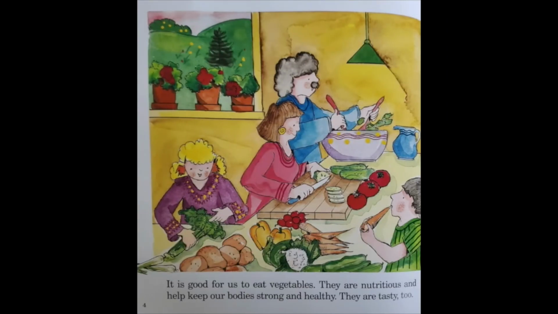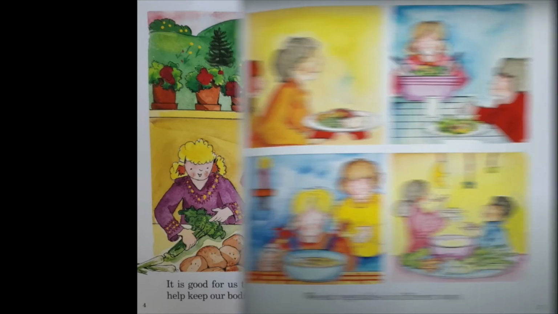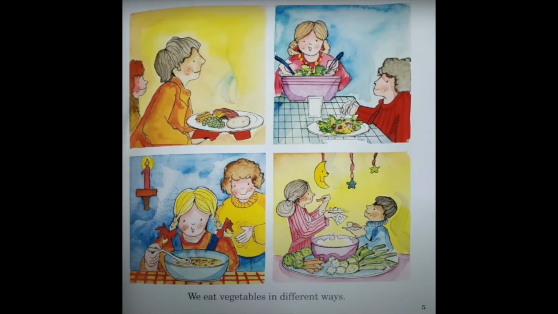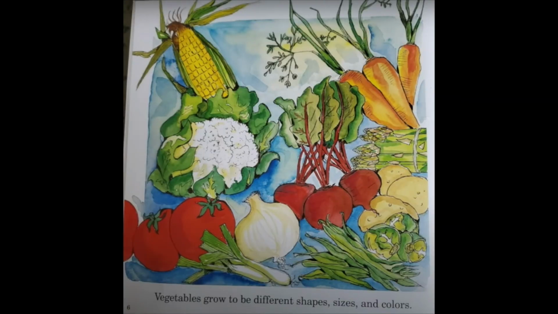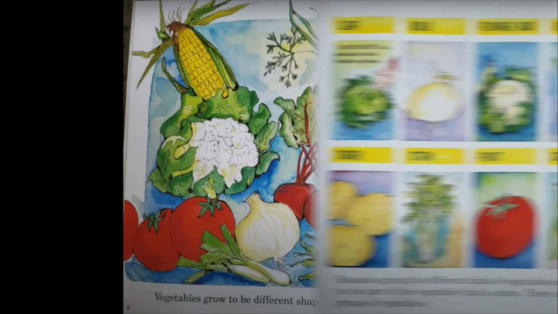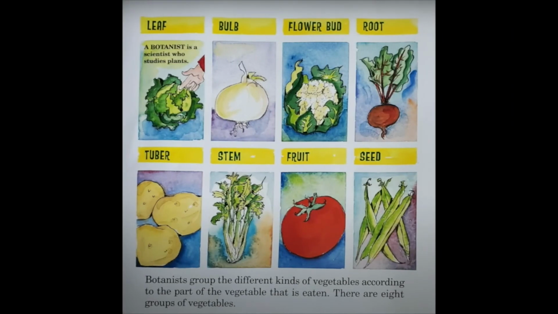It is good for us to eat vegetables. They are nutritious and help keep our bodies strong and healthy. They are tasty too. We eat vegetables in different ways. Vegetables grow to be different shapes, sizes, and colors. Botanists group the different kinds of vegetables according to the part of the vegetable that is eaten. There are 8 groups of vegetables: leaf, bulb, flower bud, root, tuber, stem, fruit, and seed.